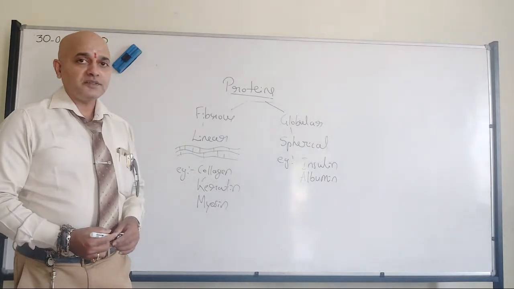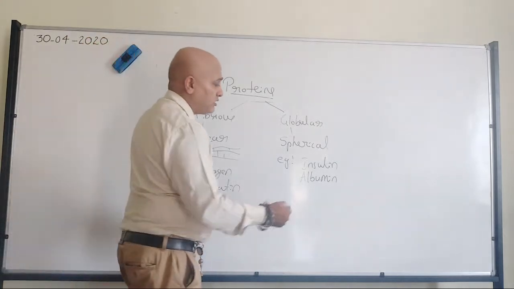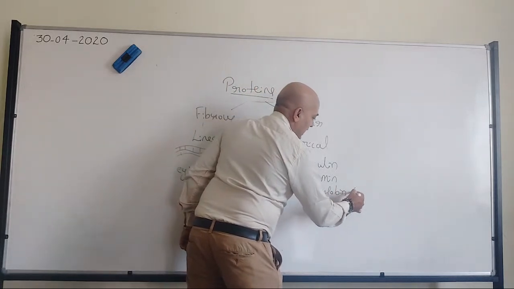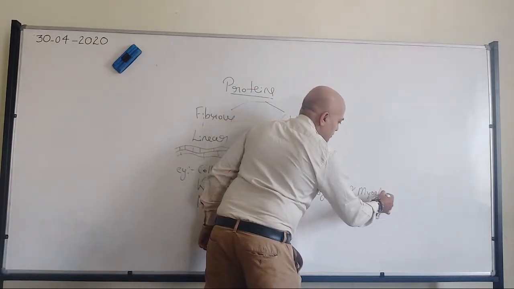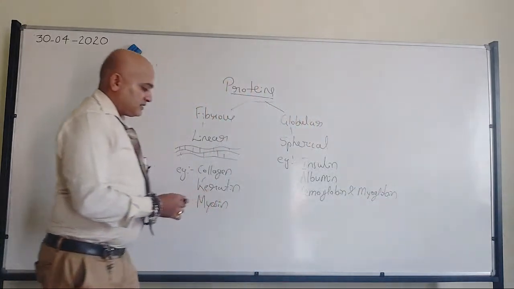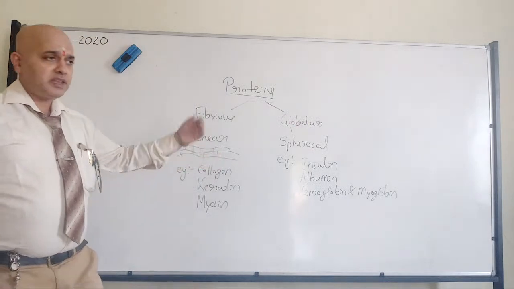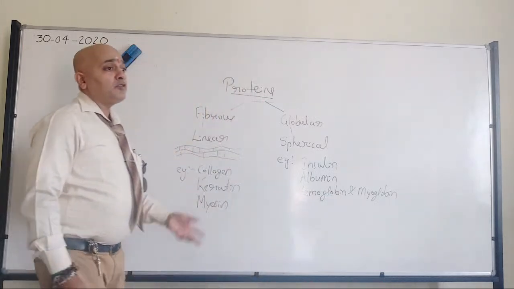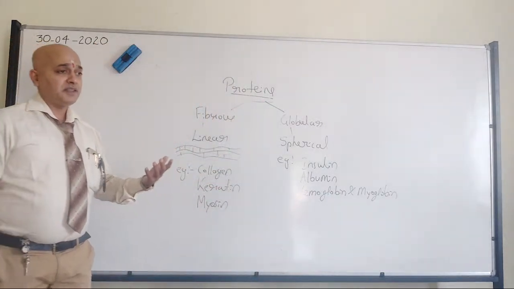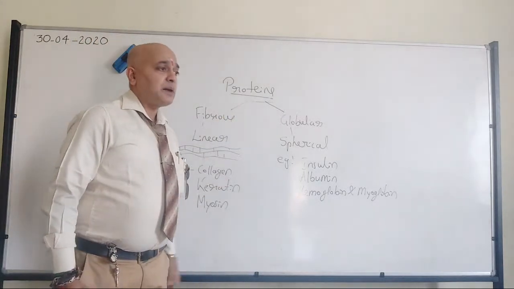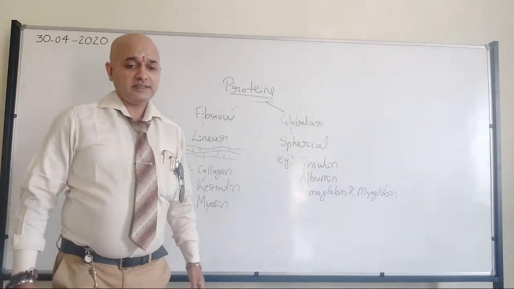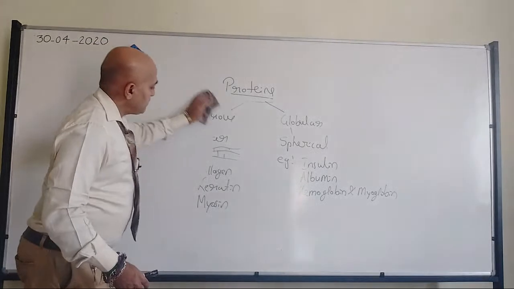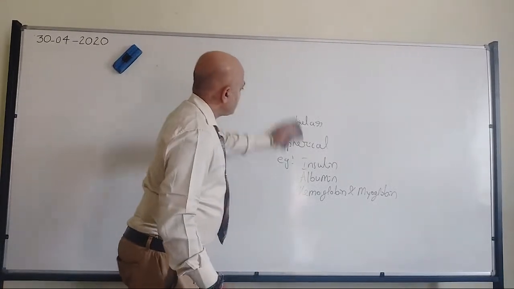For globular protein. Yes, Kirtana, very good. You saved me. Hemoglobin and myoglobin can also be included. So these are some of the examples. Insulin, albumin, absolutely fine, they are also examples. But what I told was hemoglobin and myoglobin. In the name itself it is there: globin, globular. So they are the examples for globular proteins. Any doubts? So with this, the proteins chapter is done.